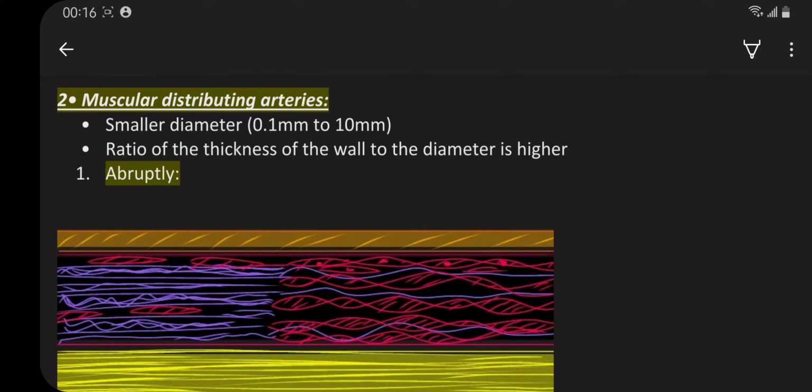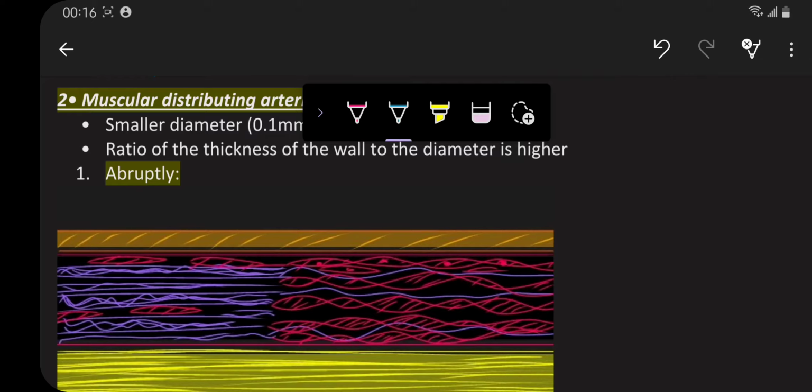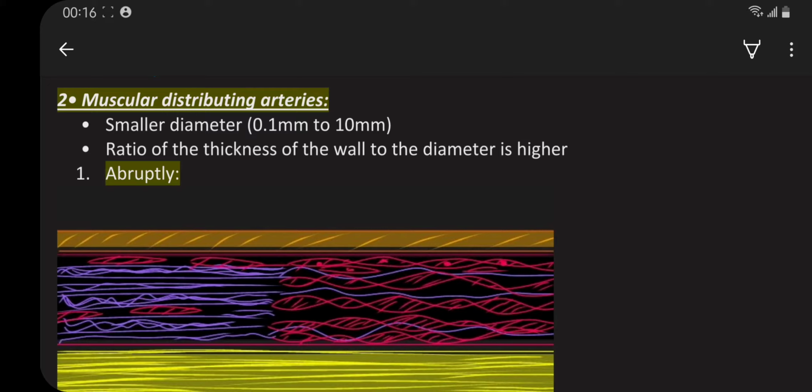So these are obviously smaller in diameter. These have the highest number in the body. These go from the elastic ones, so we go from the elastic arteries to the inside of organs. All of that is muscular distributing arteries. Their diameter ranges from 0.1 to 10 millimeters. The ratio of the thickness of the wall to the diameter is higher. So their diameter is smaller, but their wall is still pretty thick.